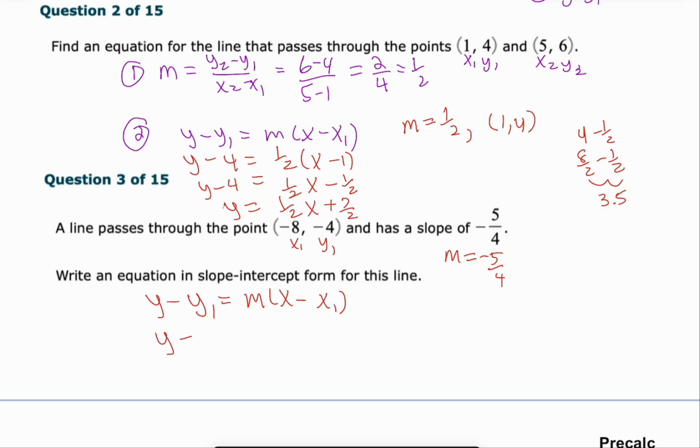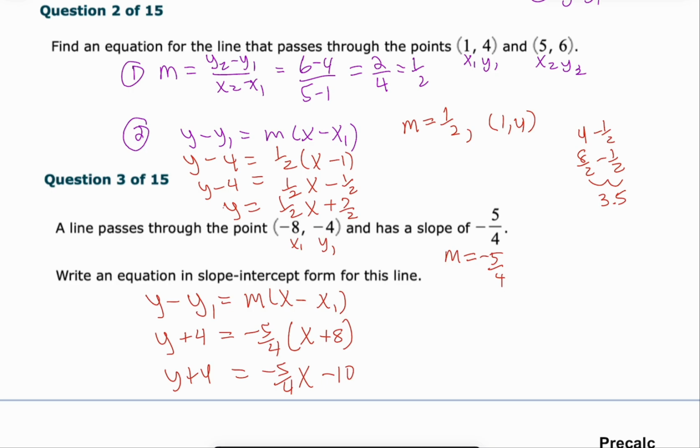So my y1 was -4, so that's going to become a +4. Those will always change signs. Same thing for my x here. It was -8. If we're subtracting -8, I'm really adding 8. Now let's just distribute in that -5/4. Now to multiply -5/4 times 8, there's a mixture of ways to do it, but if you do -5 times 8, you get -40, and then divide that by 4, you get -10. That is one way to accomplish that.